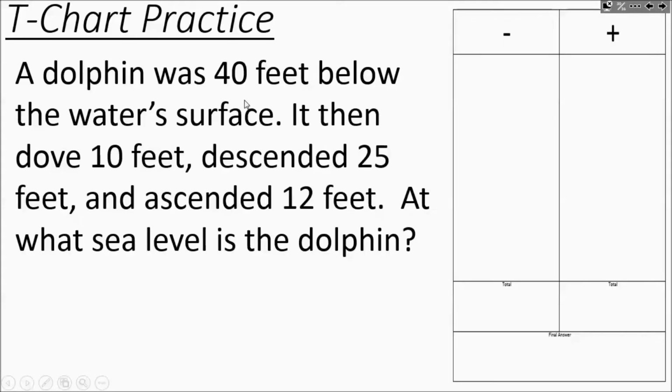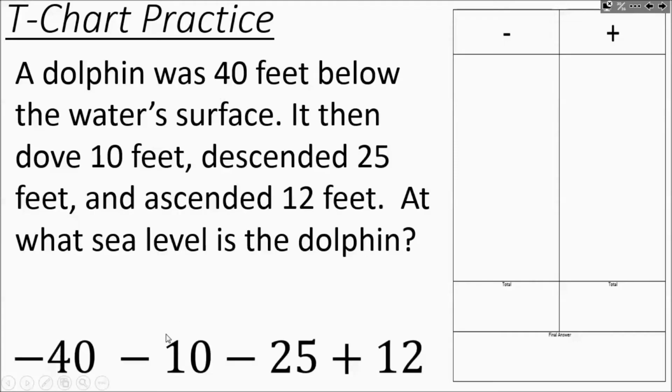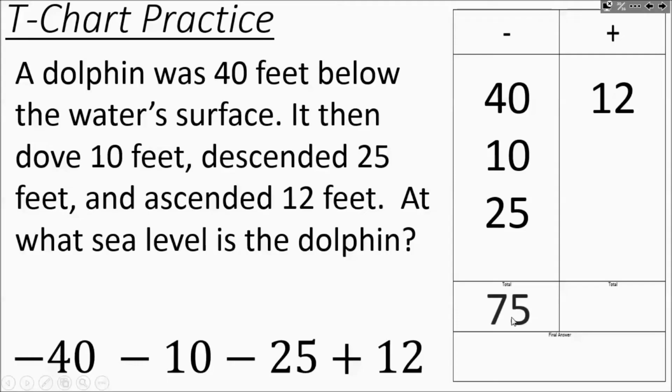A lot of kids will start with 40 as positive, but 40 below the water is negative 40. It dove 10 feet, that's down 10. Descended 25, and then it ascended 12. Ascend, to go up. So it went up 12. At what sea level is the dolphin? So now we have 3 negative terms. We're going to put them all in the negative column. We have 1 positive term. We're going to total things up. We have a total of 75 negatives, a total of 12 positives.